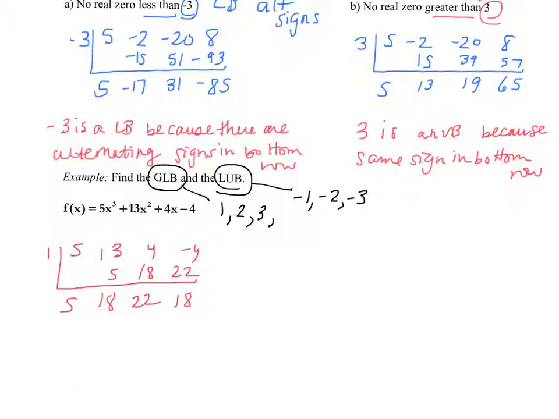And we can see that in this case, I have all positive signs. Therefore, 1 is the first upper bound or the least upper bound. Now we want to go ahead and find our lower bound. So we start with -1 and go through the same process.